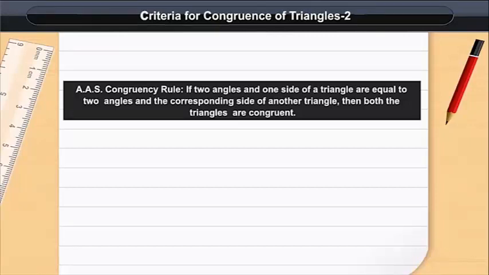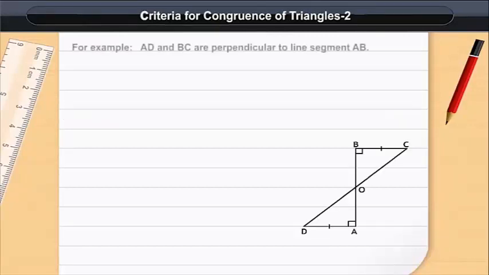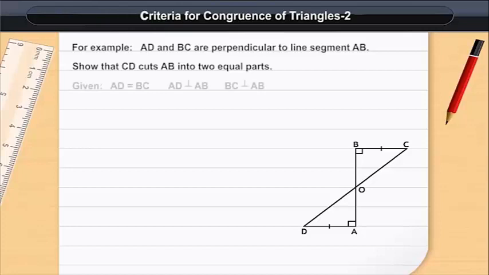For example, AD and BC are perpendicular to line segment AB. Show that CD cuts AB into two equal parts. Given AD is equal to BC, AD is perpendicular to AB, BC is perpendicular to AB. Prove that CD cuts AB into two equal parts.